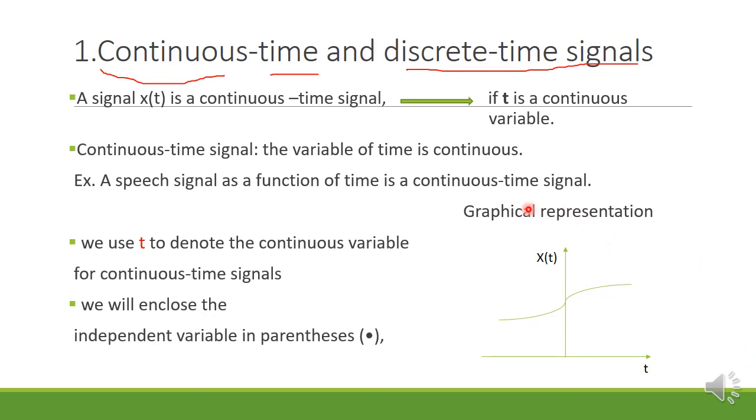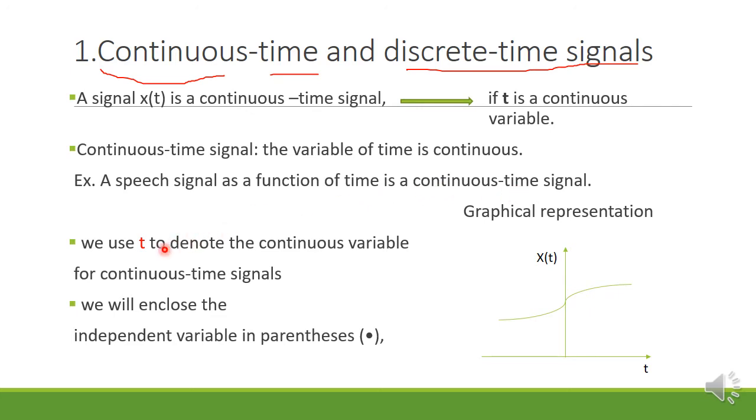Here I have shown the graphical representation. Time is moving from this end to this end. In the same way, your voice, the signal, is also moving. There is no break here. As its name indicates, it is continuous. When time is moving, your voice is also moving from this end to this end. That is nothing but the continuous time signal. So the example is a speech signal as a function of time is a continuous time signal.